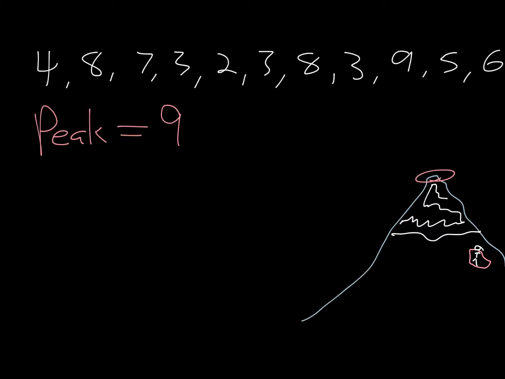Now the range is the difference between the lowest number and the highest number. So you might think, well, since the peak is 9, the range is 9, 0 to 9. But that's not true, because we don't actually have anything that starts at 0 here. So it's the difference between the highest number and the lowest number.